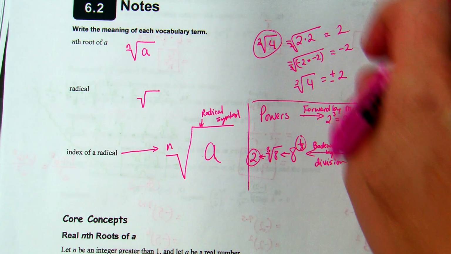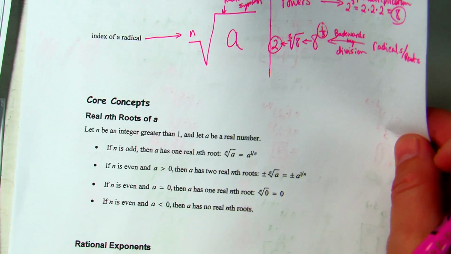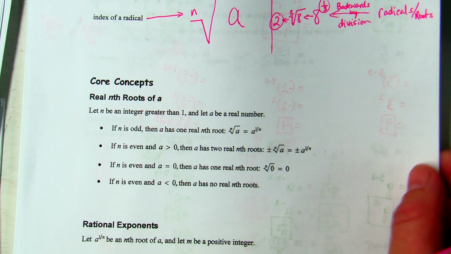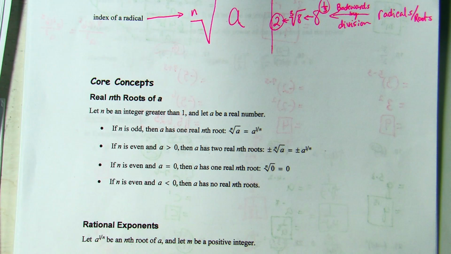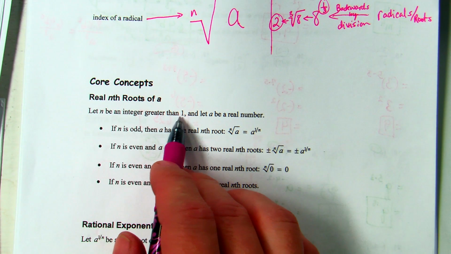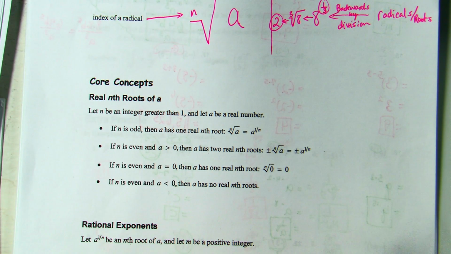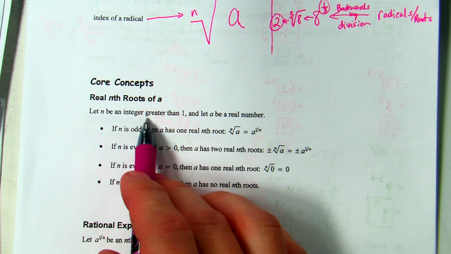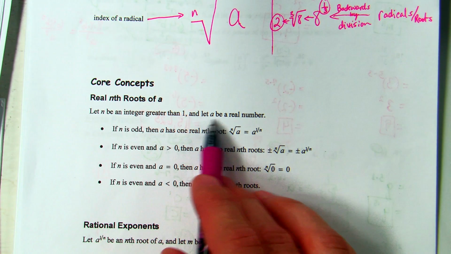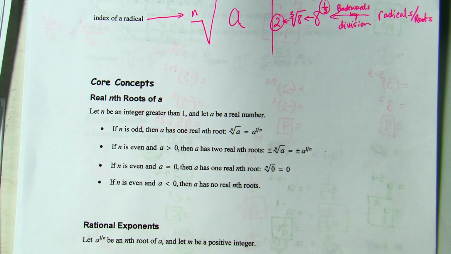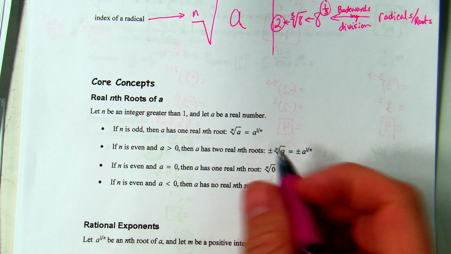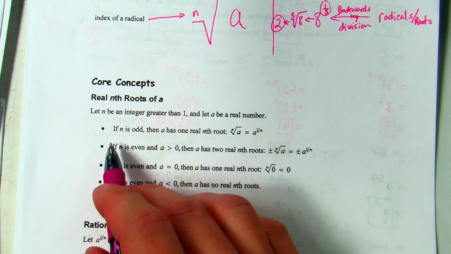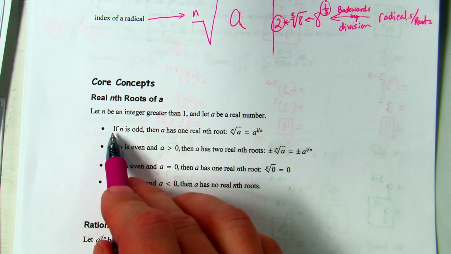So let's move on to some of the core concepts to remember and rules that we have as we move into solving for roots. Real nth roots of a. Let n be an integer greater than 1. So you can't find a negative something root of something at this point. We're dealing with integers greater than 1 for n. And let a be a real number, not some imaginary made up number that we can't actually find roots for. We'll talk about imaginary numbers briefly in a second, but we're only going to deal with real numbers.